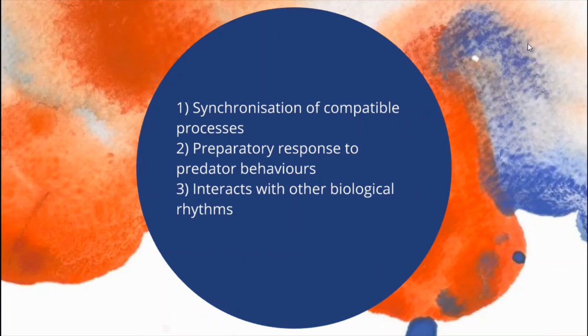So, why do these processes occur? There has been a lot of debate about the role of this in animal physiology and the role of ultradian rhythms in evolutionary biology, but the most simple explanation is that it allows for synchronization of compatible processes.